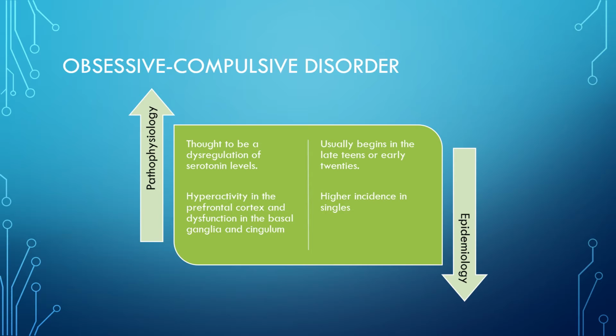Obsessive compulsive disorder is thought to be a dysregulation of serotonin levels, and in some patients there's a hyperactivity in the prefrontal cortex and a dysfunction in the basal ganglia and the cingulum. It usually begins in the late teens or early 20s, and there is a higher incidence among single people as opposed to married or otherwise.